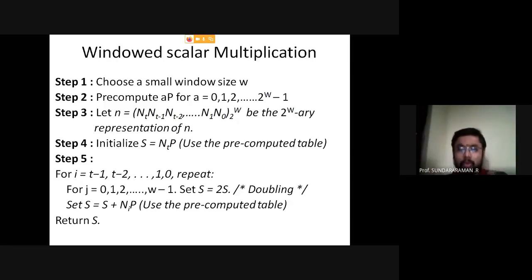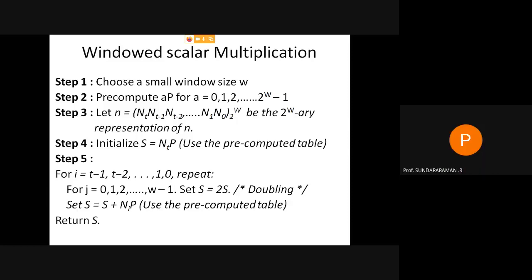If you choose the window size as 4, then 2 windows can be obtained. If the number is 255, we get all ones in the binary representation. And if we assume the window size as 4, 2 windows of 4 bit size will be obtained. They will be multiplied, instead of individually multiplying with each and every bit and performing the doubling and subsequent addition processes. The entire window multiplication can be done based on the pre-computed values.